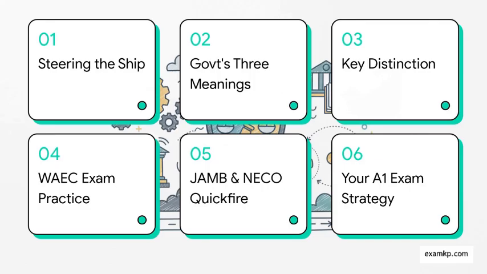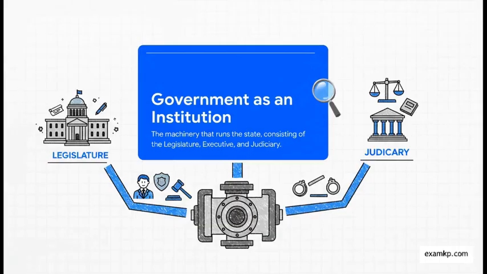Okay, first up, thinking of government as an institution. The easiest way to picture this is to think of it like the engine that makes the country run. And this engine has three main parts, or what we call branches. You have to know these.